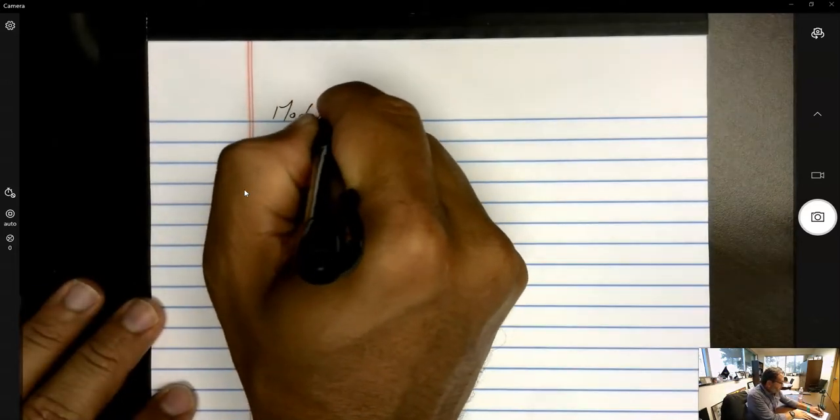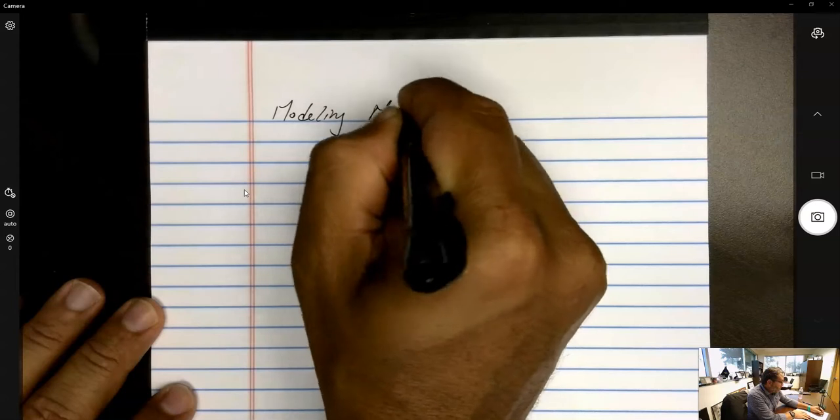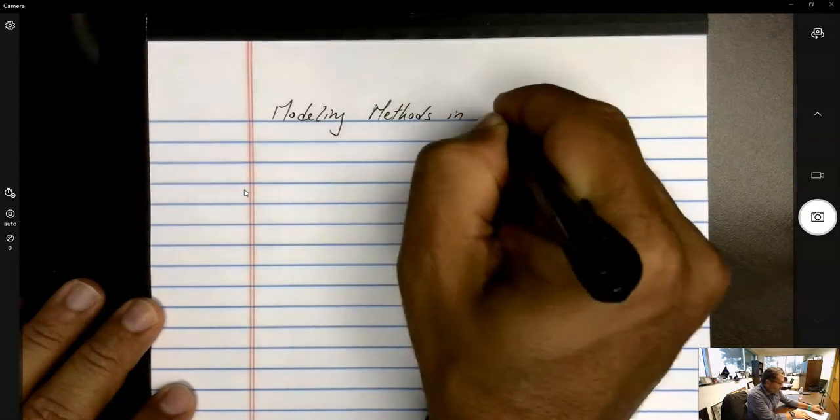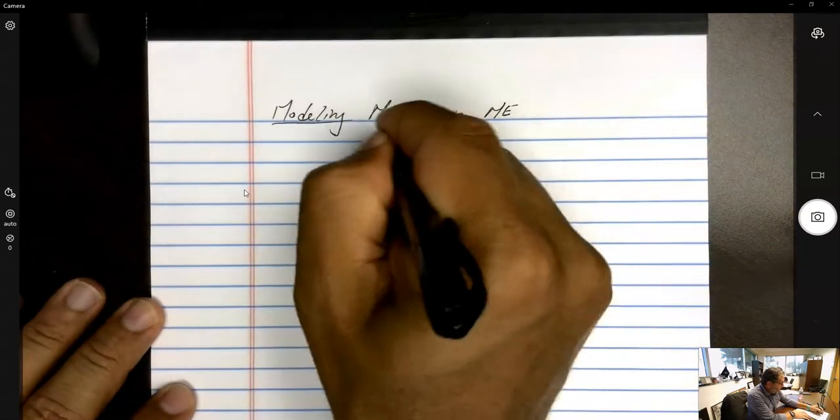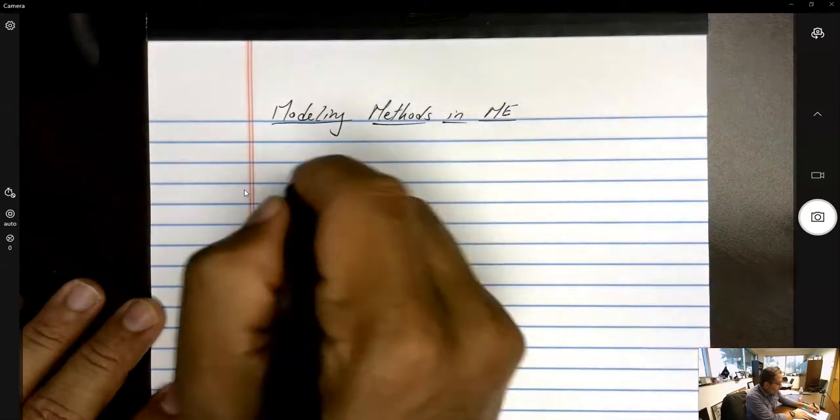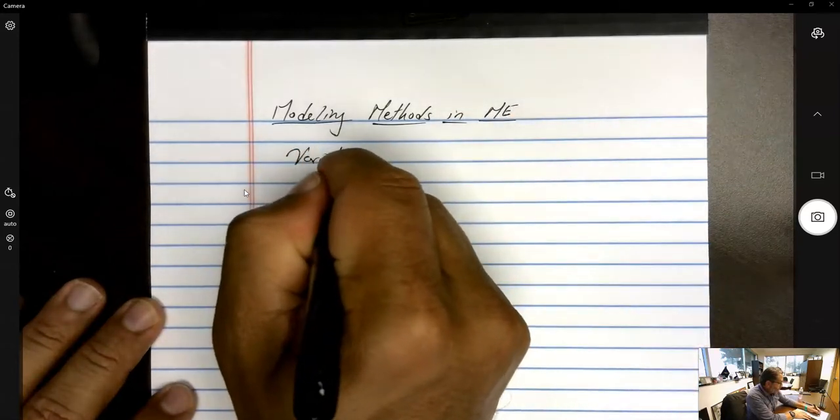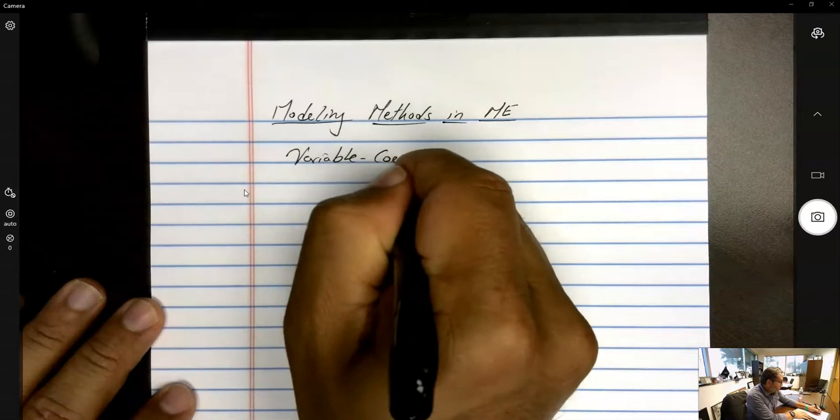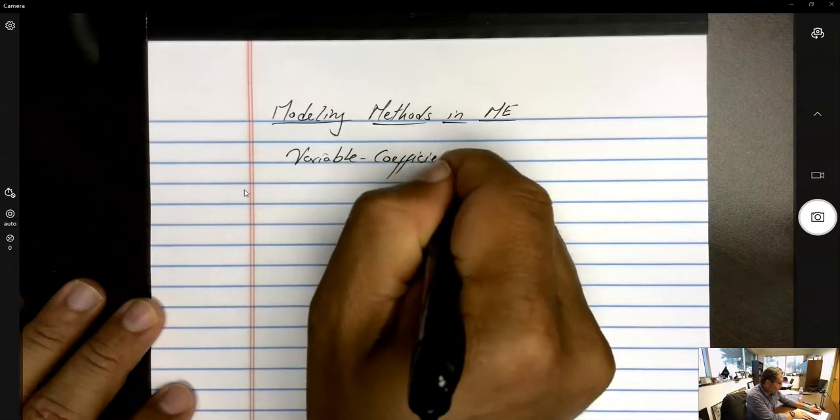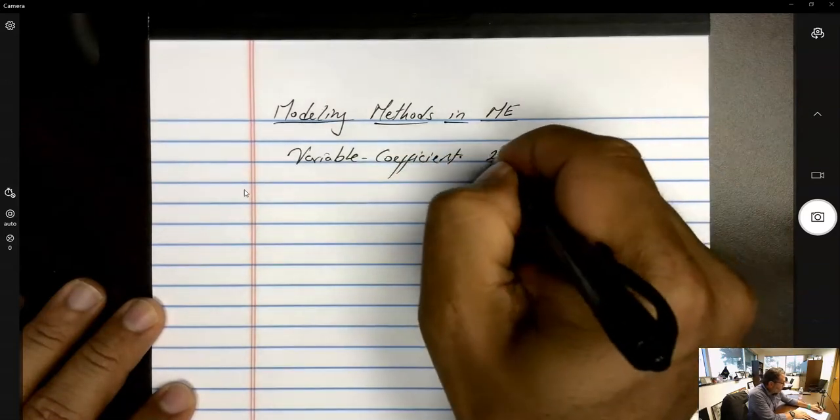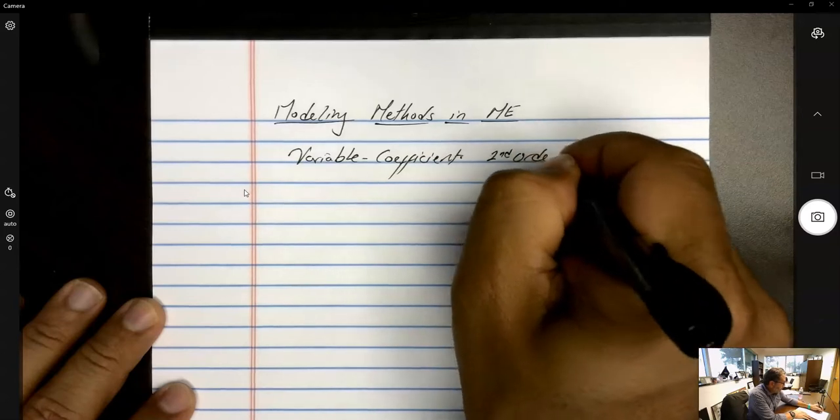So modeling methods in ME. And we're going to look at variable coefficient, second order ODEs.